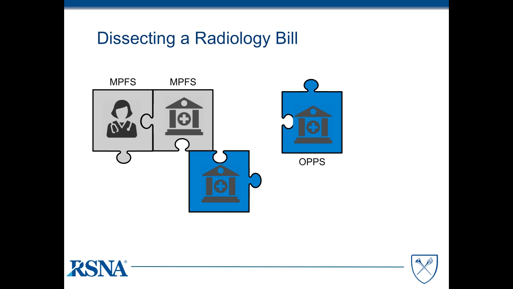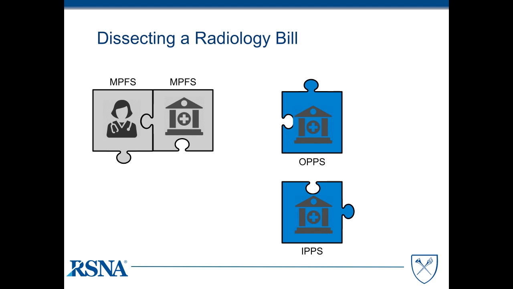If the services are performed on hospital outpatients, the payments come through a different mechanism, the Hospital Outpatient Prospective Payment System, OPPS. And if the services are performed on hospital inpatients, the payments come through yet a different mechanism, the Inpatient Prospective Payment System. What this all means is that there are 3 payment systems that can be at play when Medicare fee-for-service beneficiaries receive bills for their radiology services. The Medicare Physician Fee Schedule, the Hospital Outpatient Prospective Payment System, and the Inpatient Prospective Payment System. Let's talk about each of them in a bit more detail.